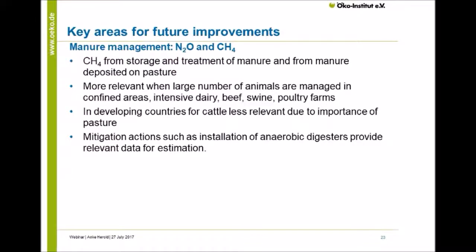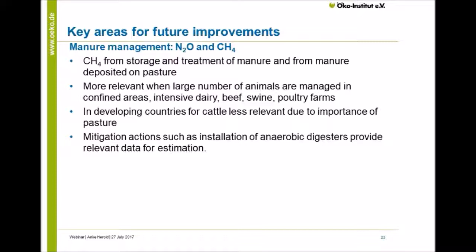In relation to manure management, so methane from storage and treatment of manure, and from manure deposited on pasture, and also N2O emissions in this regard. This is more relevant when large numbers of animals are managed in confined areas. And in the countries we were working with, that was often less relevant because of the large importance of pasture in the livestock farming.